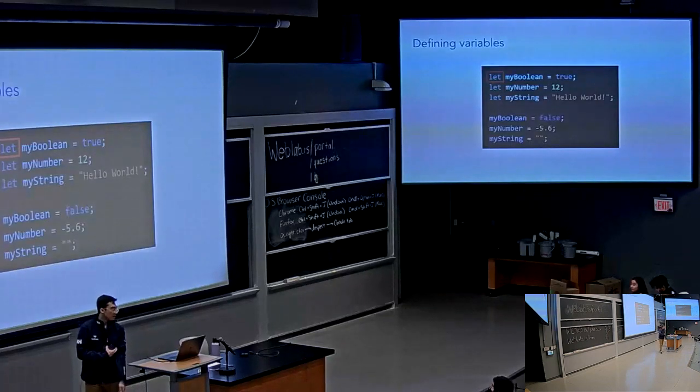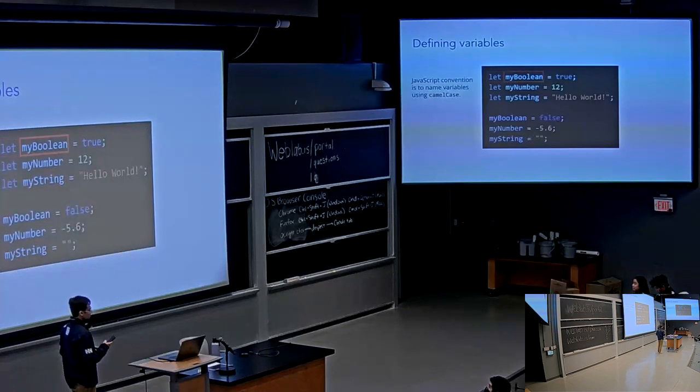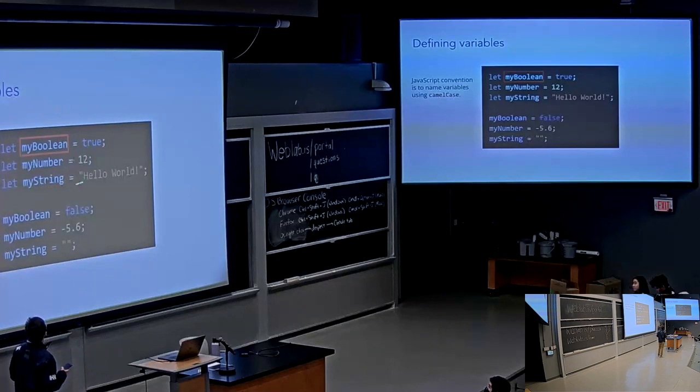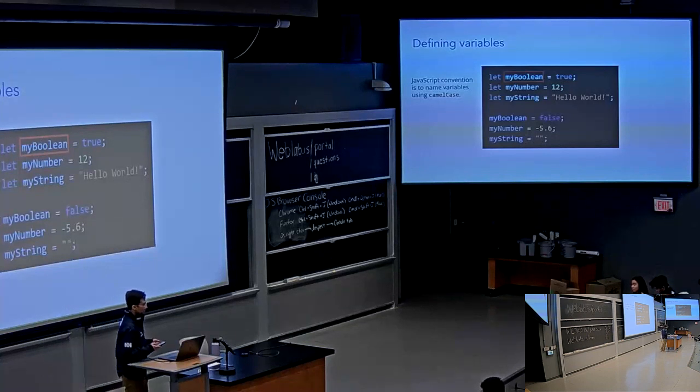So next, maybe how can we define variables? One way we can do this is by using the let keyword, and then the variable name, and then whatever we want to set the variable equal to. So we can give this variable, myBoolean, some value, true. And generally in JavaScript, the convention is to use camel case. So the first word is lowercase, and then every other word after that will be capitalized. Note that this is just convention, and it doesn't affect how any of the code actually runs.